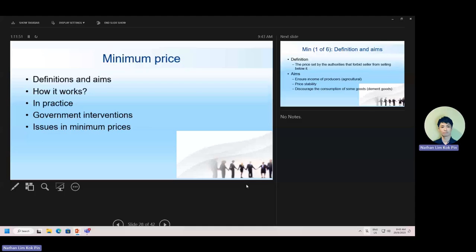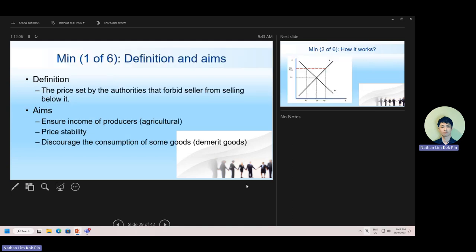Continue with minimum price. Any questions so far? So far, no. Now, basically, maximum price and minimum price are for government intervention, or price control. The reason why they want to do it is similar. We'll look at what is minimum price and why they want to do it.